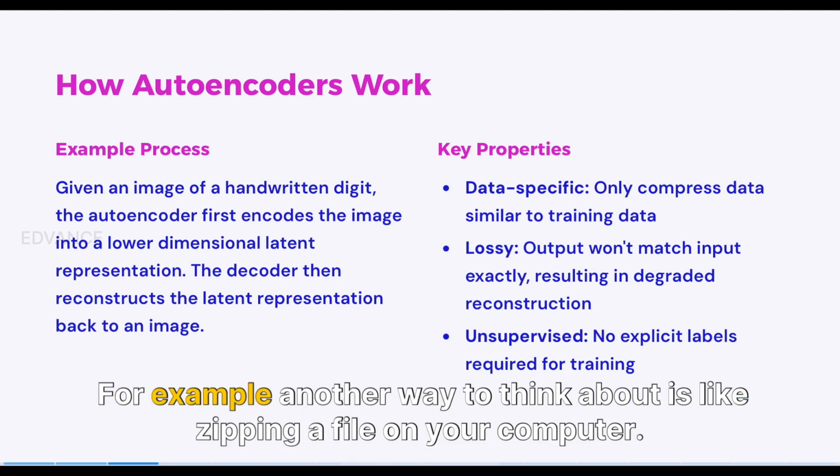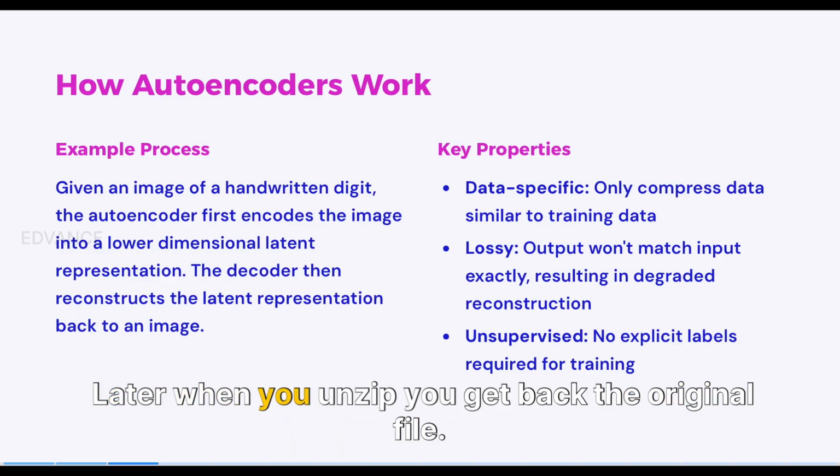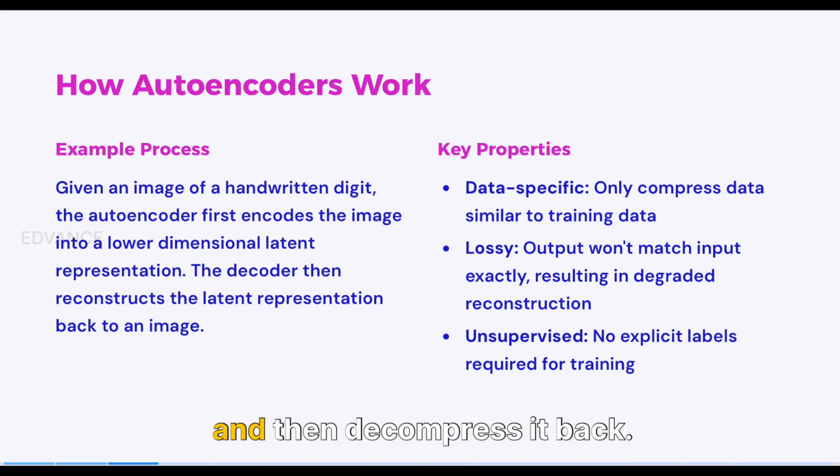Another way to think about it is like zipping a file on your computer. When you zip a file, it becomes smaller, but it keeps the essential information. Later, when you unzip, you get back the original file. So, autoencoders work in a similar way. They compress the data into a smaller hidden code and then decompress it back.